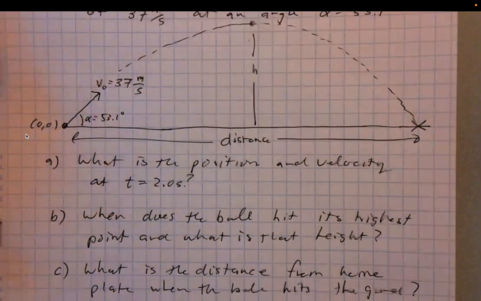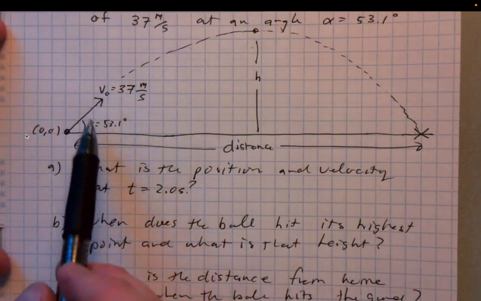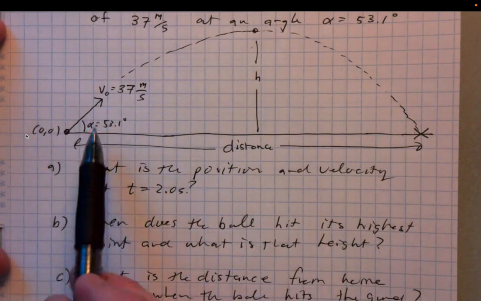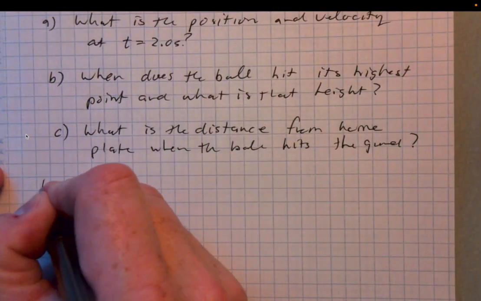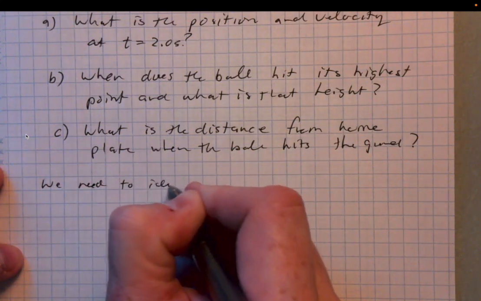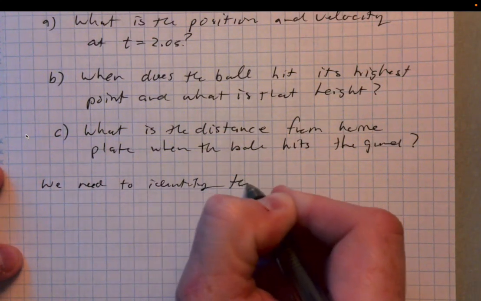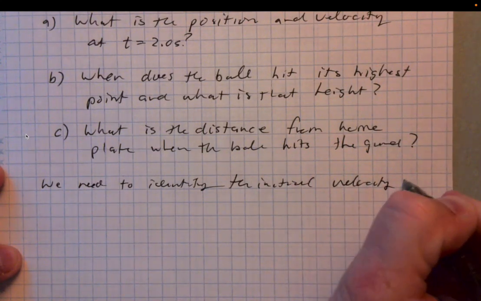That's the first thing we have to break down. When we're given a velocity like this and an angle of inclination off the x-axis, we need to figure out the x and y components of velocity. So we need to identify the initial velocity vector.